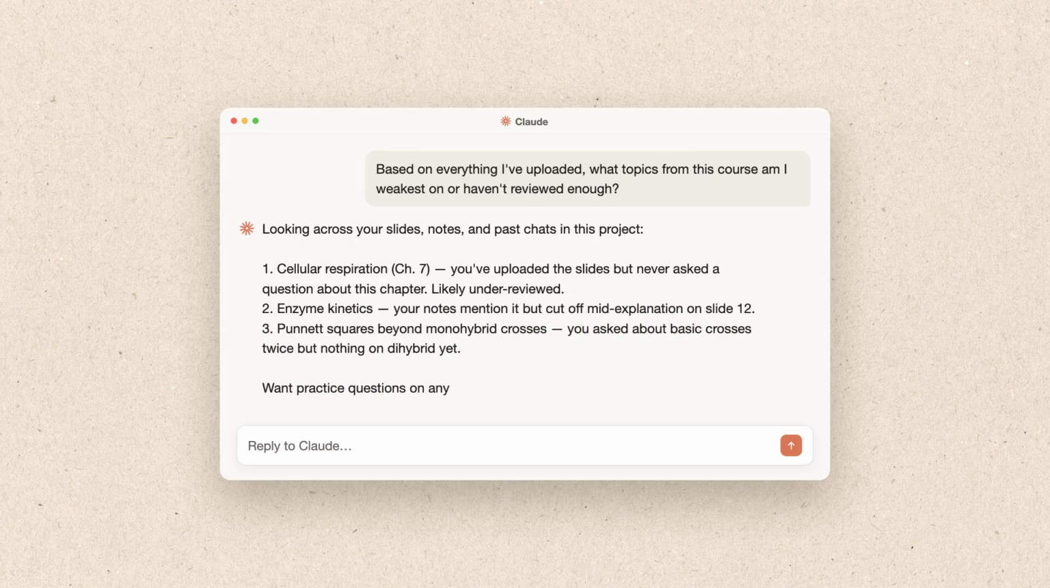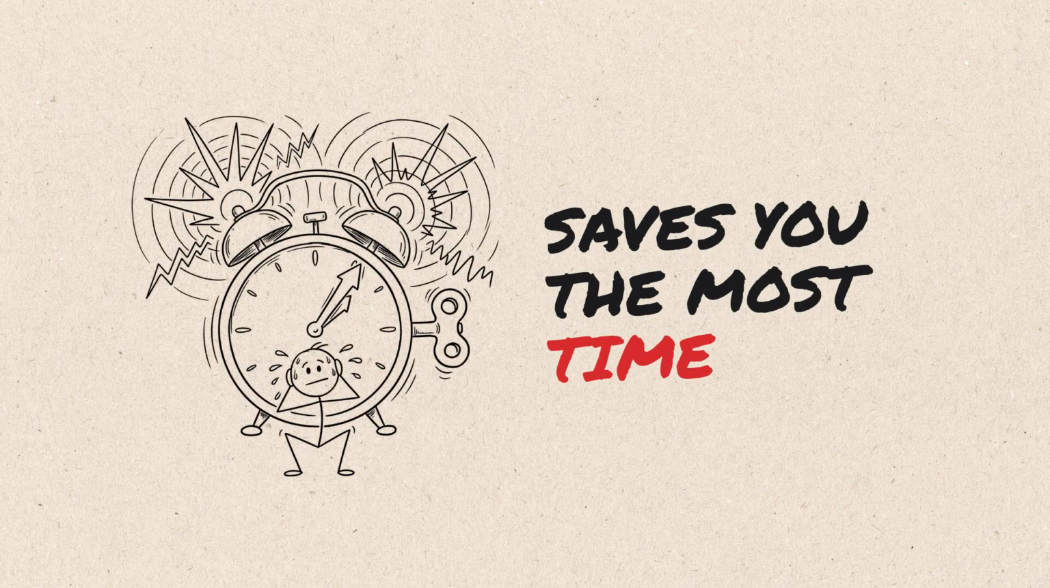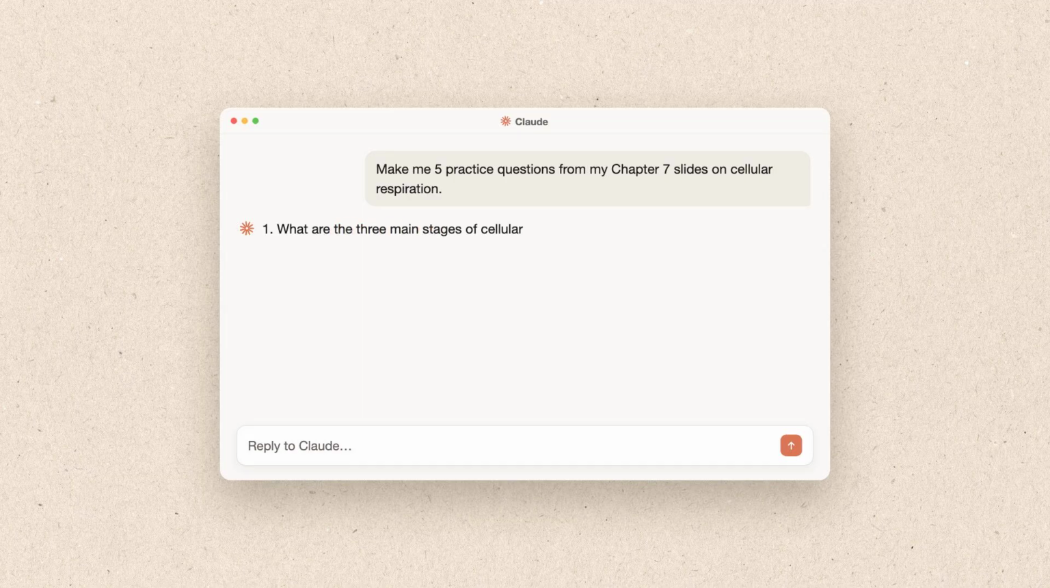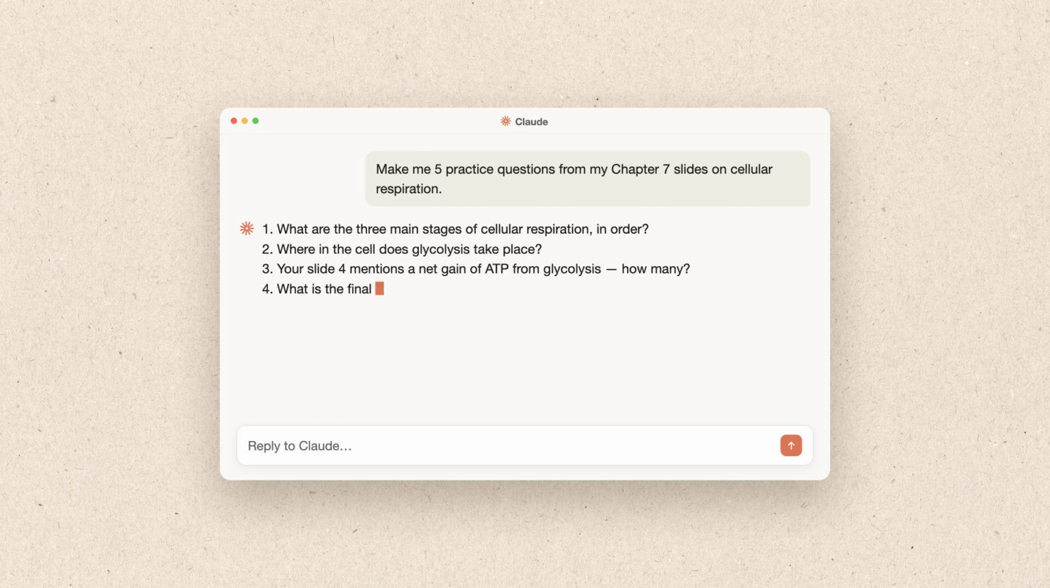Here's a second real use, the one that saves you the most time before an exam. Ask for practice questions pulled straight from what you actually covered, not made up from nowhere. That's not a generic quiz. Every question comes from a term or process that's actually sitting in your uploaded slides. You can ask it to keep going, harder each time, or focus only on the chapters you're shakiest on.